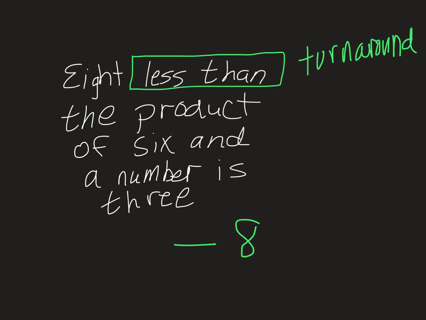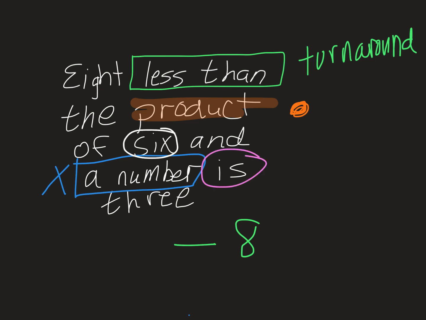Well, what does product mean? What are we doing when we say product? What does that mean? Multiplication, right? So we're going to multiply something. I'm going to put a little dot right there. What are we going to multiply? 6 and what? A number. We'll go with X. We'll be boring and say X, okay? So that 8 less than means we're actually going to subtract 8 from what comes after it. So 6 and a number.